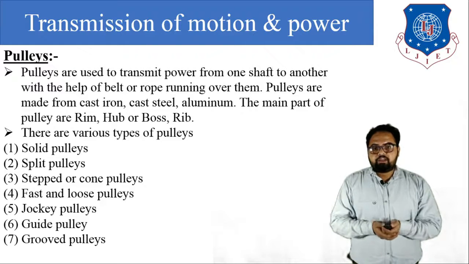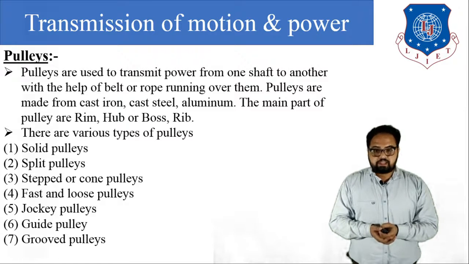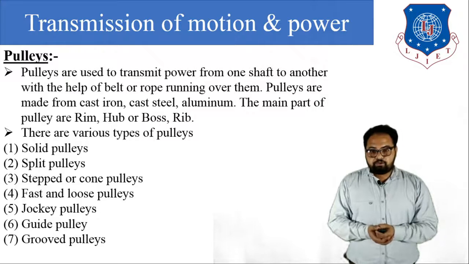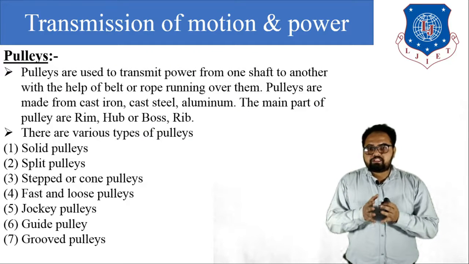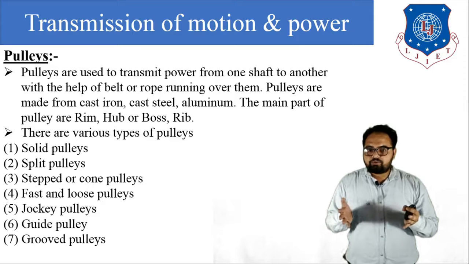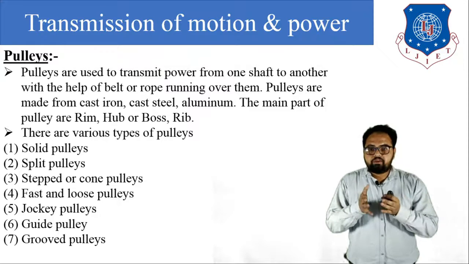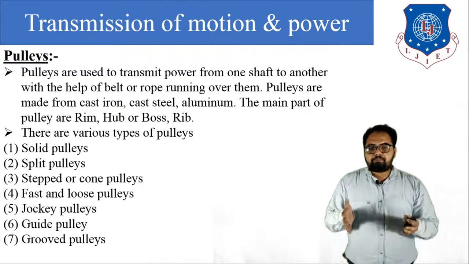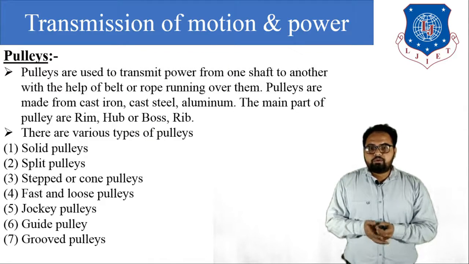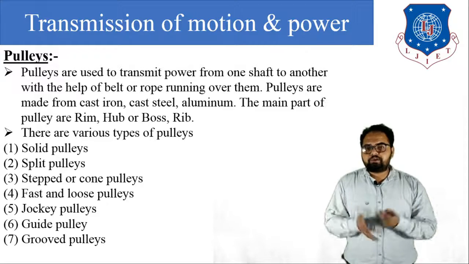First one is solid pulley. Solid pulley is made from cast iron and solid pulleys are relatively smaller in size. Next is split pulley. From the name we can easily understand that the split pulley is divided into two parts, and with the help of nuts and bolts we can join these parts. Next is step or cone pulley drive. Step or cone pulley drive is used when the speed of the driven shaft is required to change frequently.